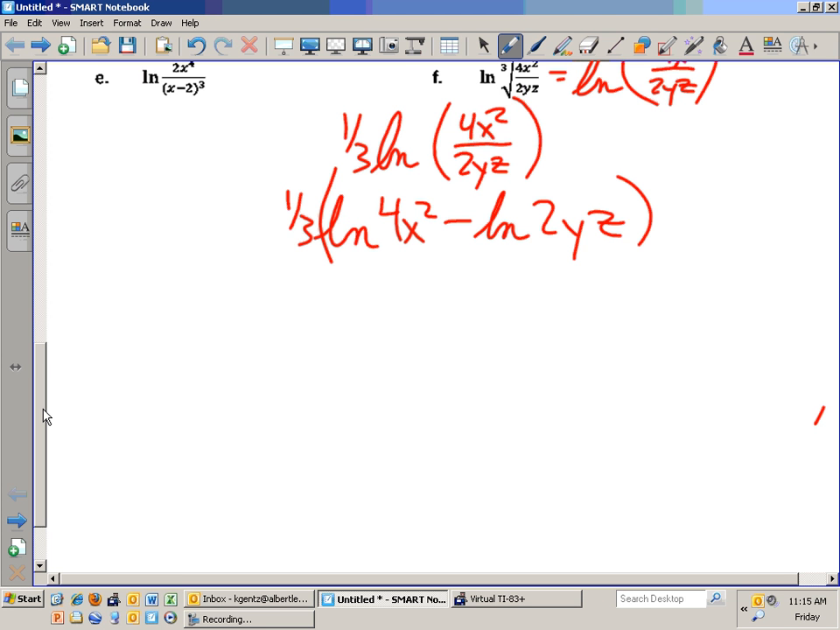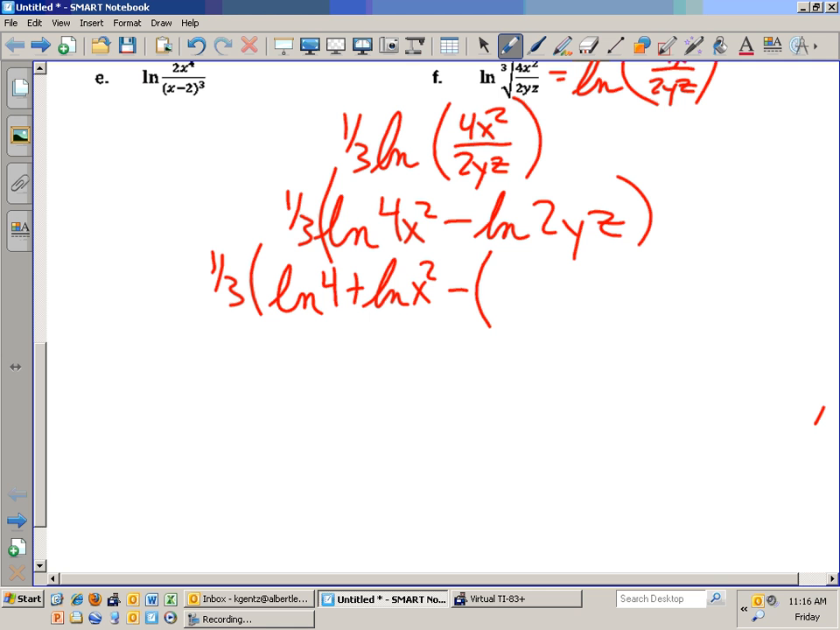Yeah, you're right. I understand what you're saying. There are ways to do that, but I don't think we're quite ready for that right now. So, all right, let's rewrite this. I'm going to use the product pieces right now. So I've got 1/3 times parentheses natural log of 4 plus the natural log of x squared minus. Now I'm subtracting all of this stuff, right? I'm subtracting this entire natural log of 2yz.